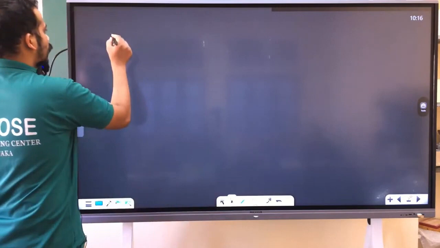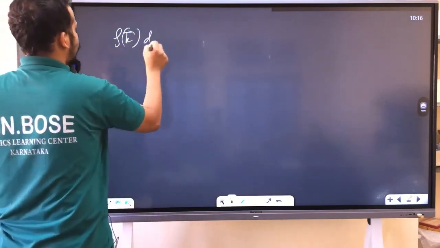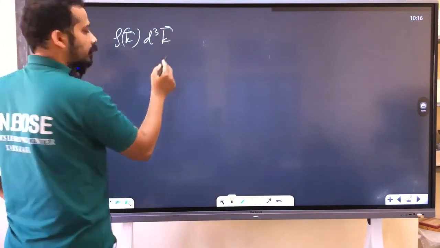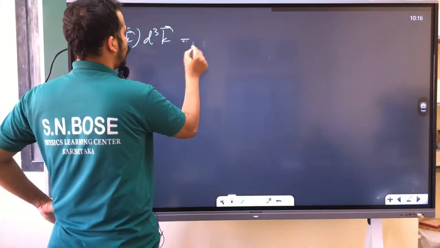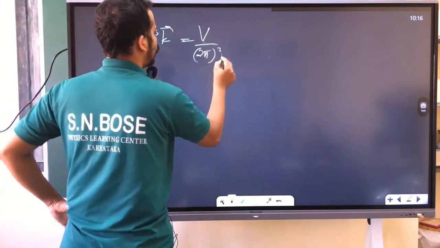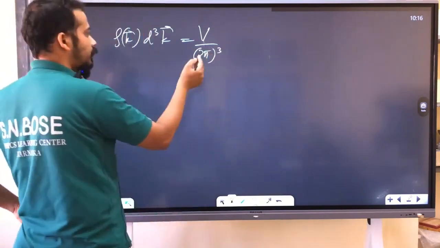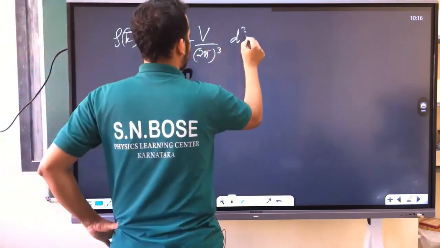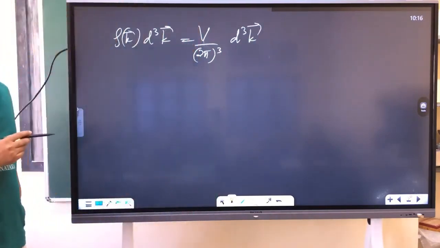What was this one? Rho of k vector d cube of k vector. Am I right? Number of translation states, isn't it? This is the number of translation states whose k vector ranges from k to k plus dk, V by 2 pi the whole cube. First, I'll do for 3 dimension, then 2 dimension. d cube of k, isn't it? Number of translation states.